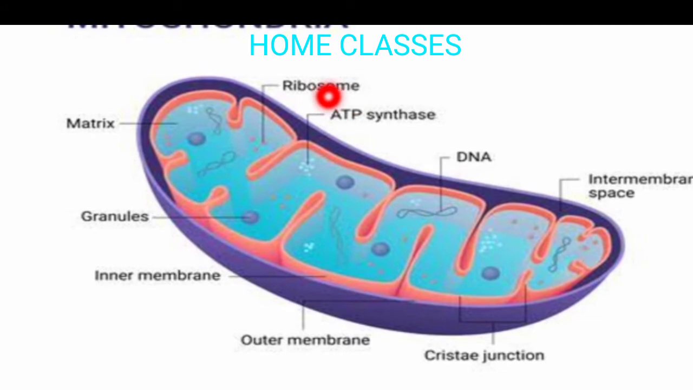So in this image you can see these are the ribosomes, the protein manufacturing site. ATP is synthesized here, the molecules which contain energy. This is the DNA which contains the characteristics inherited from parent cell to daughter cell. This is the inner membrane, this is the outer membrane, and this is the interspace present between the inner and outer membranes. Granules. These are the protein granules. These are also present in plant cells.